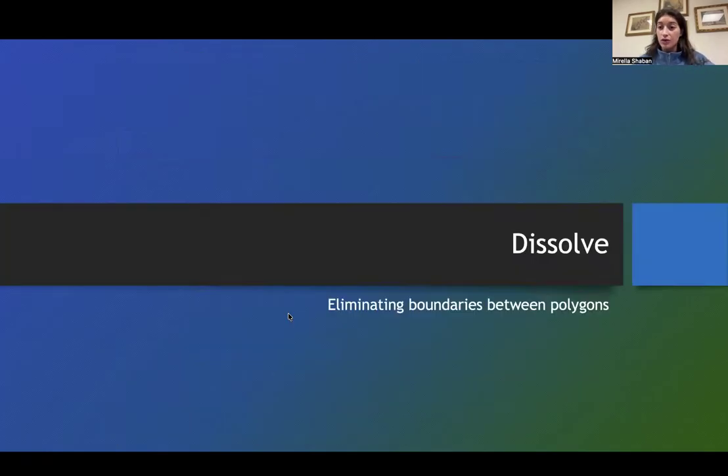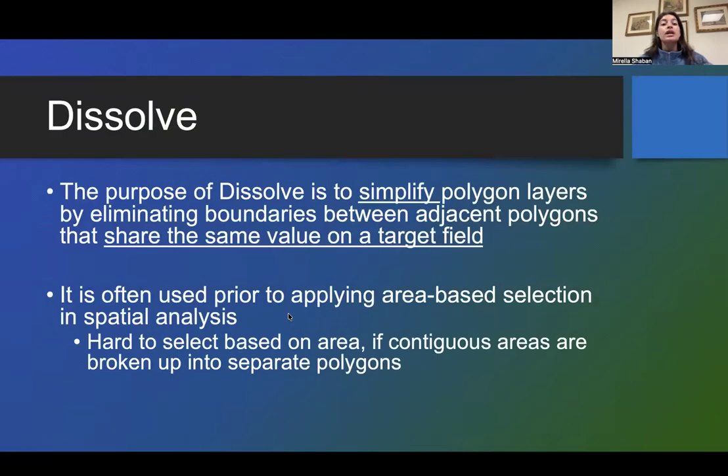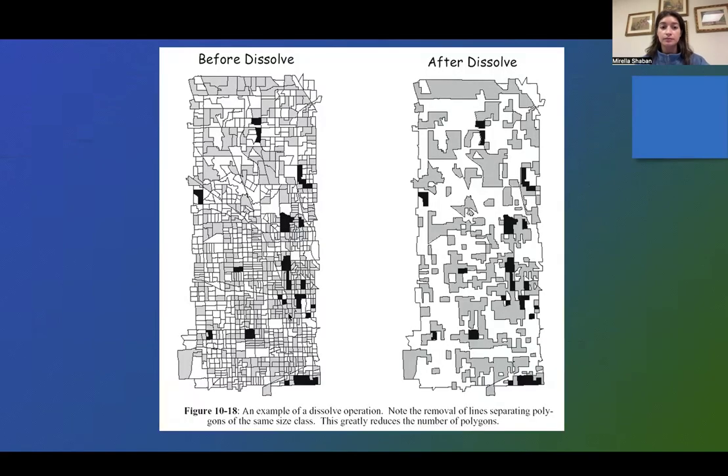Now to talk about the dissolve tool. The dissolve tool is great because it allows us to eliminate boundaries between our polygons. It allows us to essentially simplify our polygon layers by eliminating the boundaries between an adjacent polygon that shares the same value of another one on a targeted field. So often we use it prior to applying an area-based selection, and it can be hard to select based on area if the contiguous areas are broken up into separate polygons. Dissolve allows us to bring it all into one polygon to therefore select on.